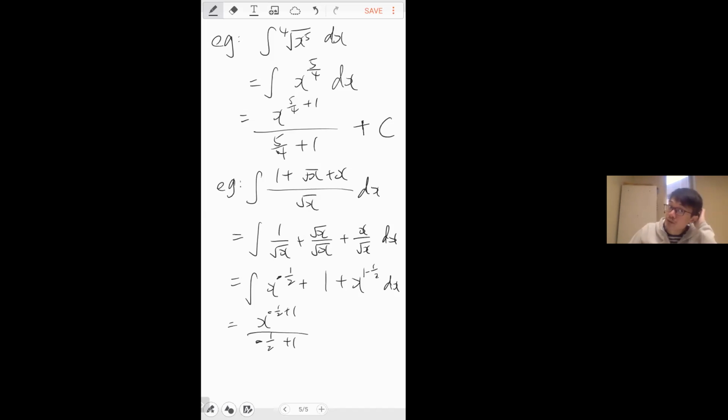The antiderivative of 1, what is the antiderivative of 1? X. And for the last term, what is the antiderivative of x to the 1/2? It's just x to the 1/2 plus 1 divided by 1/2 plus 1. Don't forget plus c. Questions? Okay.